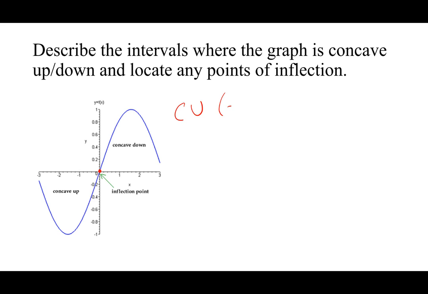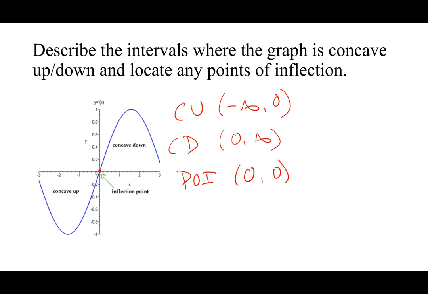The graph is concave up from x equals negative infinity to x equals 0. The graph is concave down from x equals 0 to x equals positive infinity. Again, you're going to assume that the graph goes on forever. The point of inflection, or the inflection point, would be the point (0, 0).